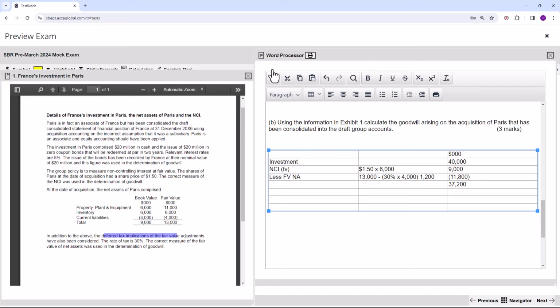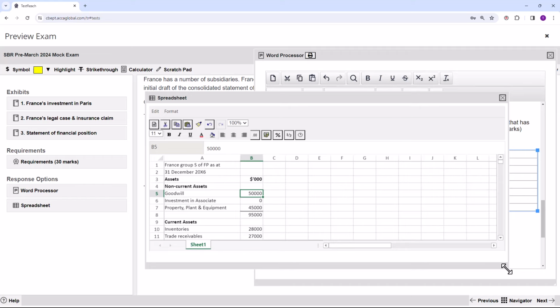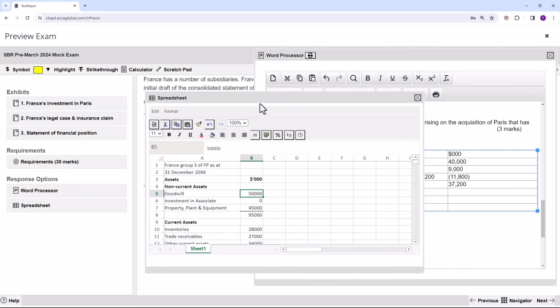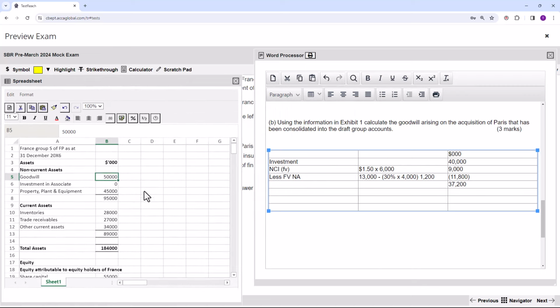Now, there's two different ways that I want to go here. If I am applying aggressively exam technique, then I want to go into my spreadsheet and say, right, okay, I've done this. I'm answering the question. And what am I doing here? I am minusing 37,200 because that's the goodwill that had been included. And I'll call that working one.